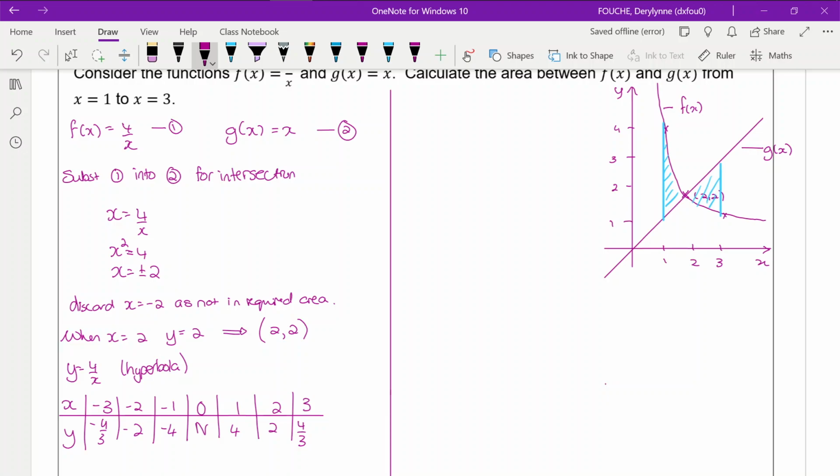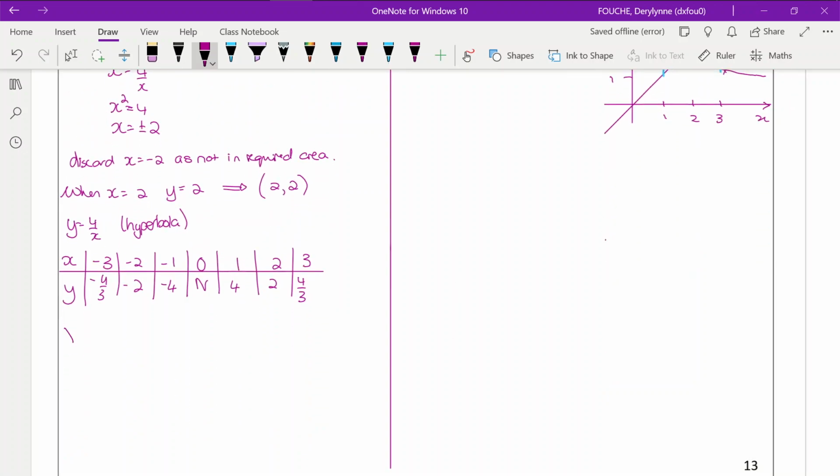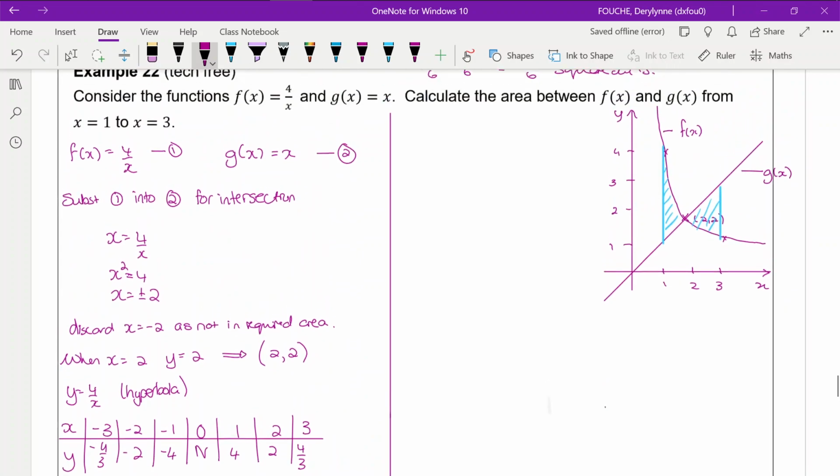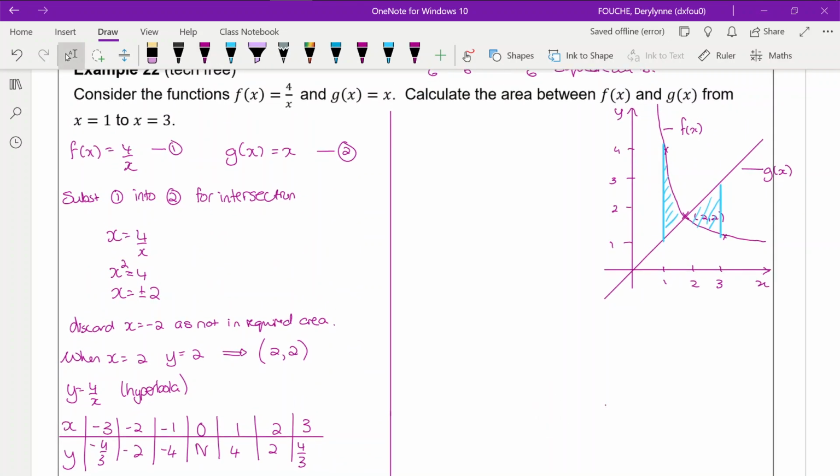Okay, so I want you to remember, give yourself a little star somewhere to remember, it's always going to be the top function minus the bottom function. If you don't remember to do it that way, you're going to mess up all your signs and you are not going to get the answer correct.